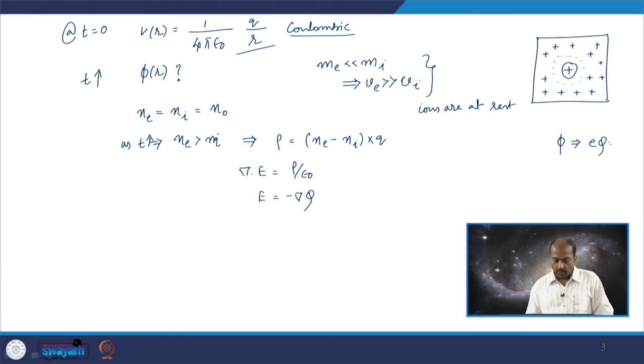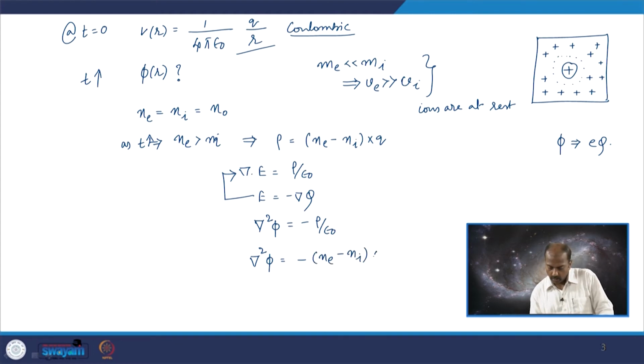Okay. Now, substituting this into this equation, we can simply write del square phi is equal to minus rho by epsilon naught, which means that del square phi is equal to minus (Ne minus Ni) into q by epsilon naught. So now we know that within this small sphere of influence of the positive test charge, there is a charge accumulation. The magnitude of this charge accumulation is known, the charge density available in this region is known, and the resulting potential is given the name phi.